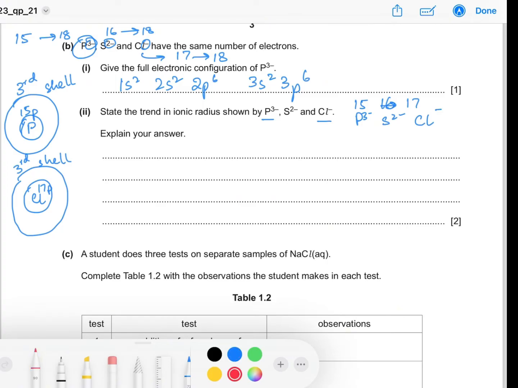Okay, let me try to explain using this example. Here you have a phosphorus atom which has 15 protons in the nucleus, and the third shell is the last shell, since these are elements from the third period. And when you compare this to a chlorine atom, which has 17 protons and the same distance for the outermost electrons, which is the third shell, due to the greater number of protons in the nucleus, the attraction for outermost shell electrons will be stronger, which will reduce the distance between the outermost shell and the nucleus. Hence, the radius of not only atoms but also the ions will decrease across the period.